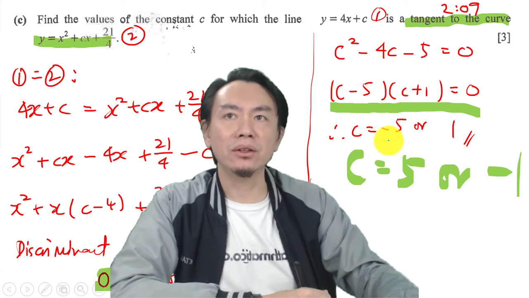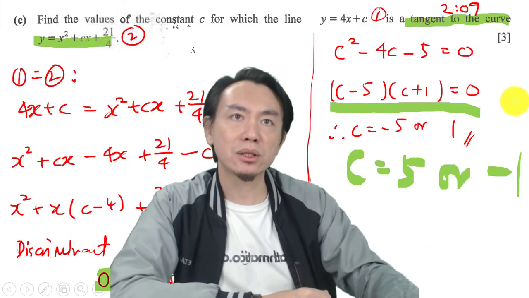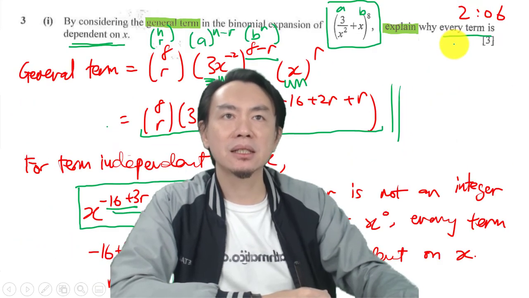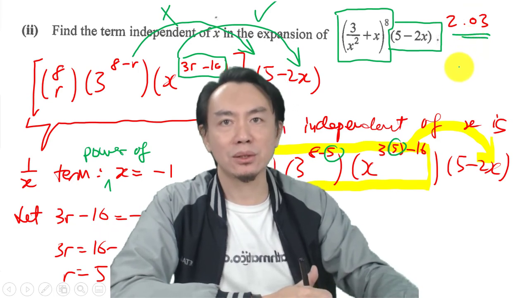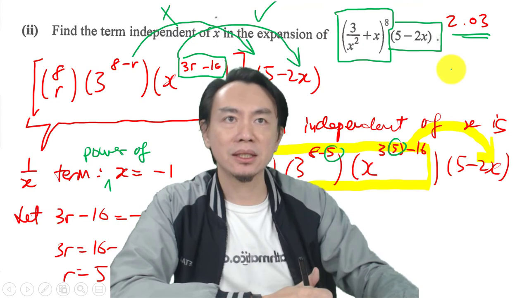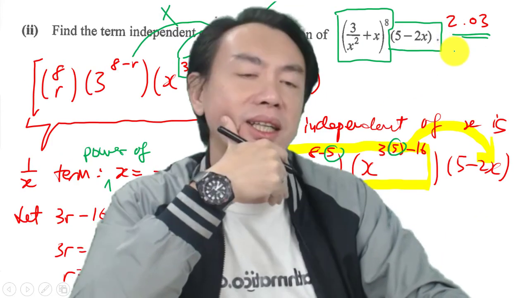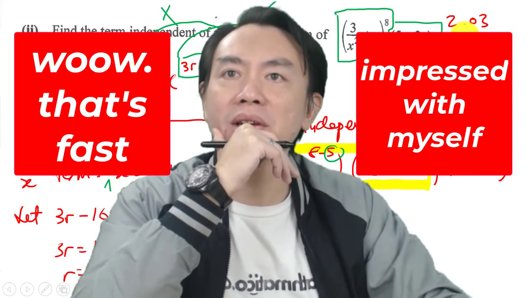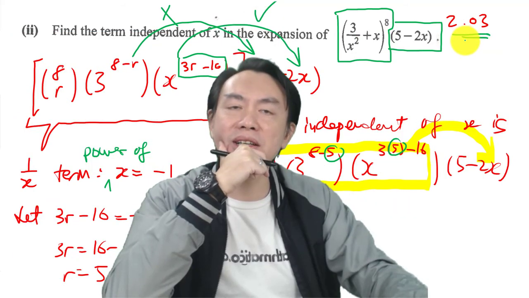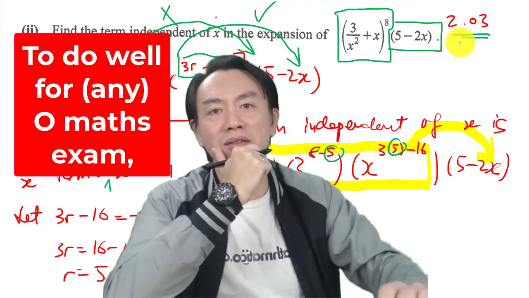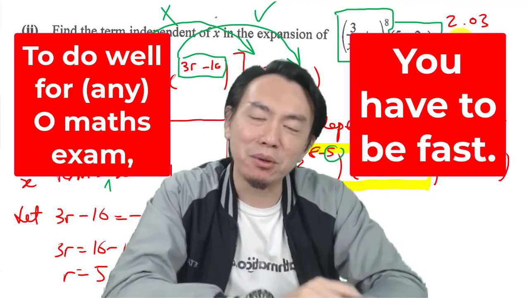By the time I started on this question 3, it was 2 hours and 9 minutes left. By the time I finished this, it was 2 hours and 3 minutes. So I basically took 6 minutes to finish these two parts. Yeah, I did this in 6 minutes. If you think this is fast, well, that's the thing about O-level A Math. You have to be fast.